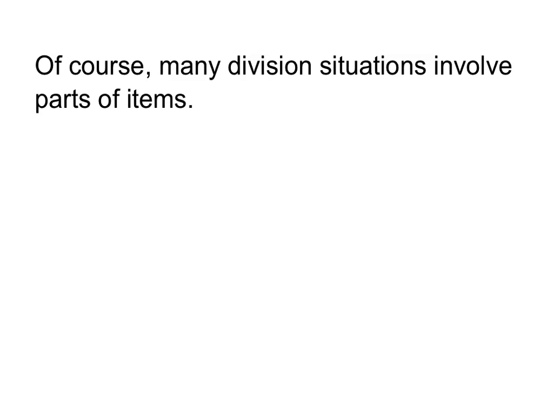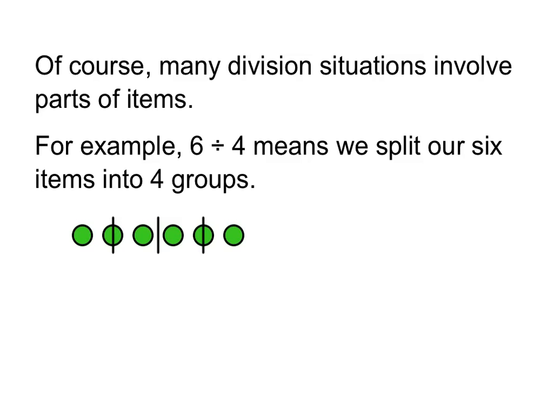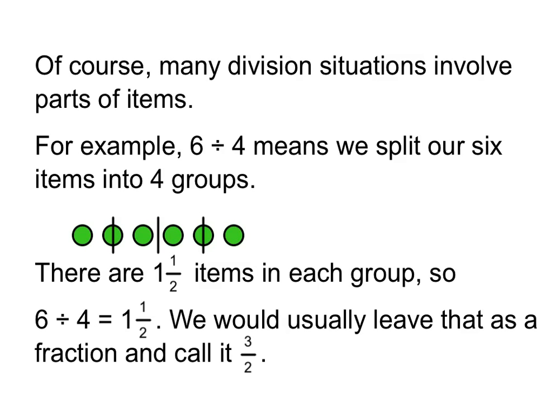Of course, many division situations involve parts of items. For example, 6 divided by 4 means we split our 6 items into 4 groups. That can't be done without splitting some of those items in half. There are 1.5 items in each group, so 6 divided by 4 equals 1.5. We could say 1.5, or we could leave it as a fraction and call it 3/2.